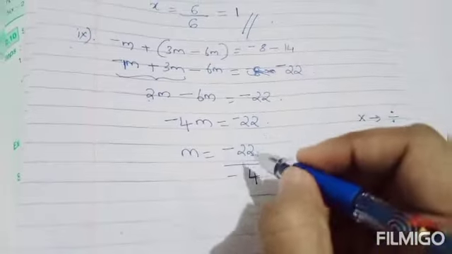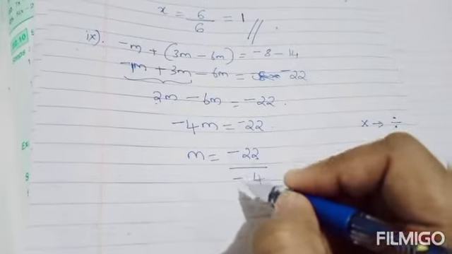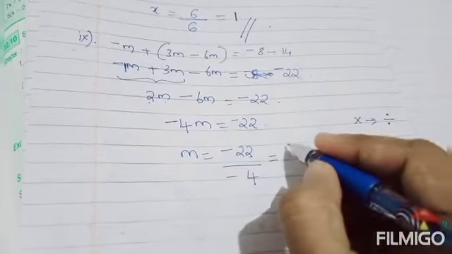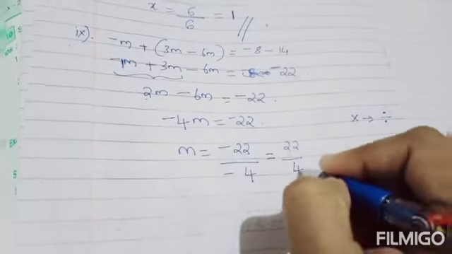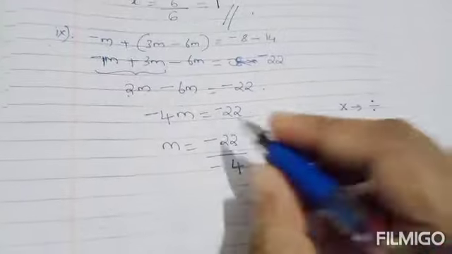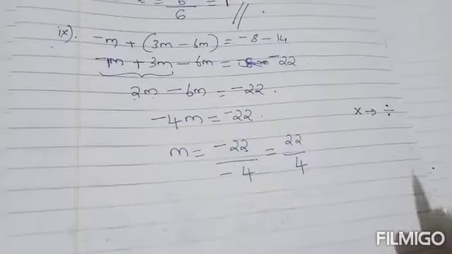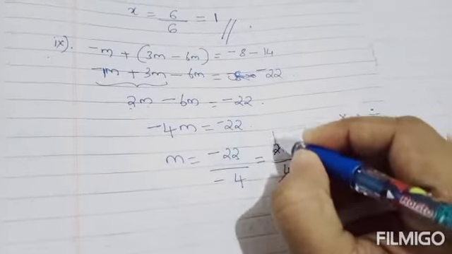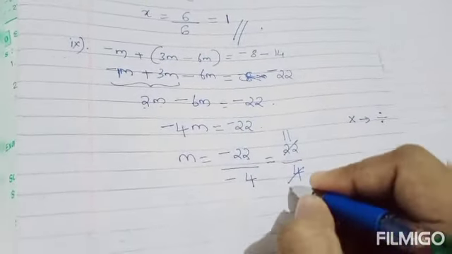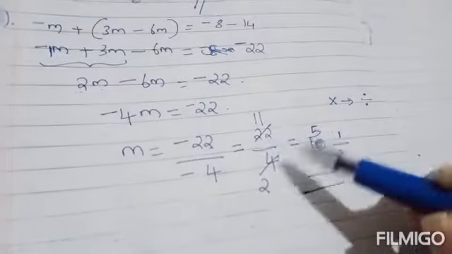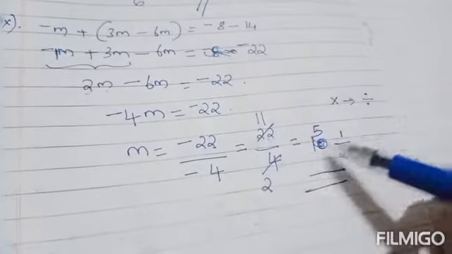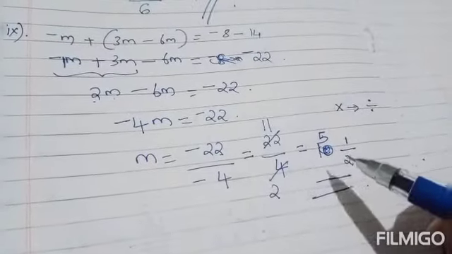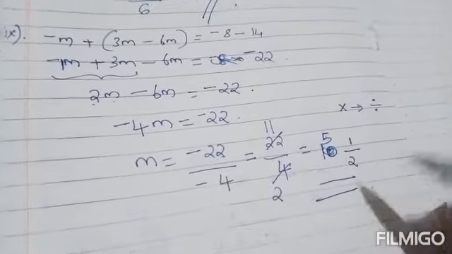Okay, now negative divided by negative is positive. Okay, so 22 by 4 you can write. Negative by negative is positive. Now both are divisible by 2, so you can write 11 by 2. 11 by 2 on converting to a mixed fraction, you will get 5 1 by 2. So m equal to 5 1 by 2 is the answer.